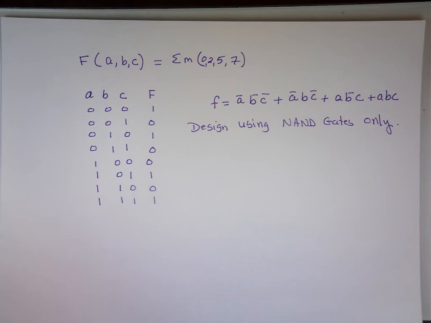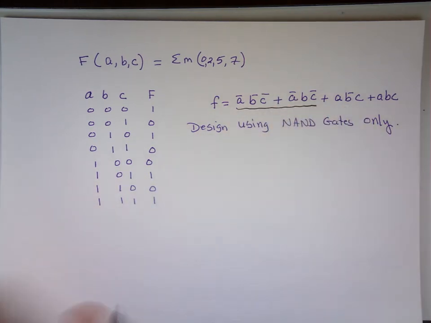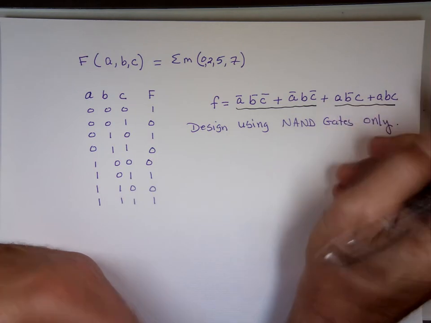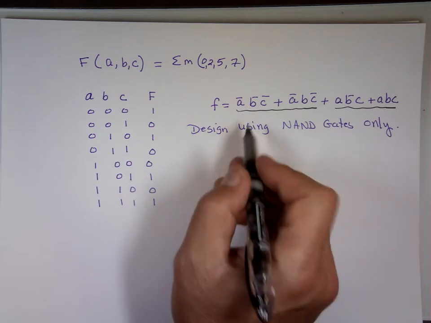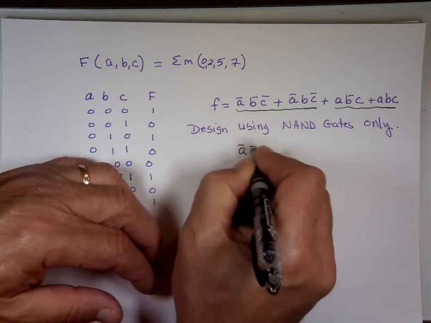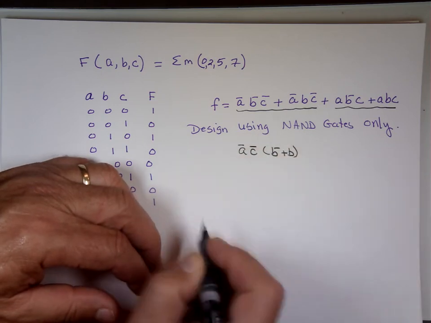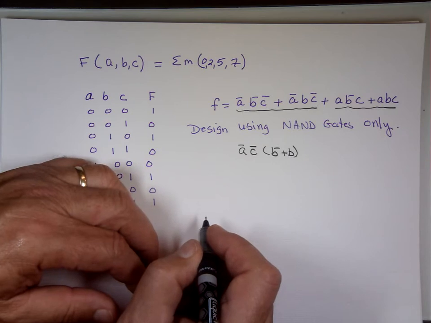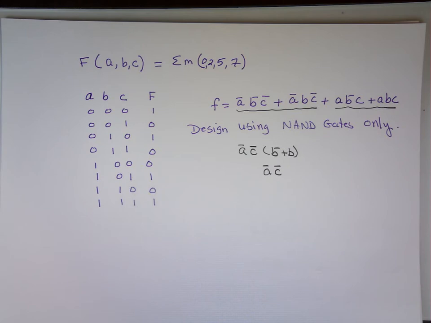You want to simplify this? Let's go ahead and simplify it. Look at the first two. If you can simplify it, why not? And you can look at the last two. The first two, what do they have in common? A bar, C bar. So what's left? B bar plus B. What's B bar plus B? One. That's what that piece is.